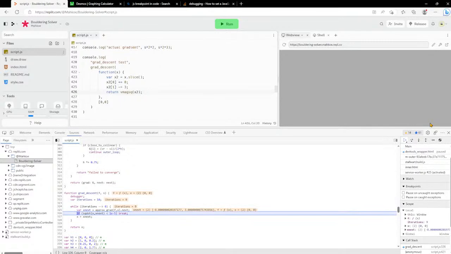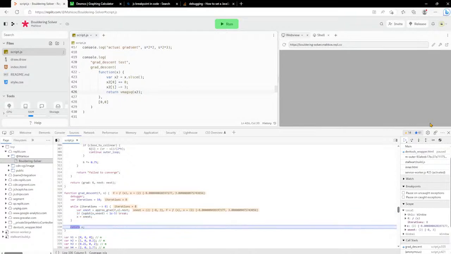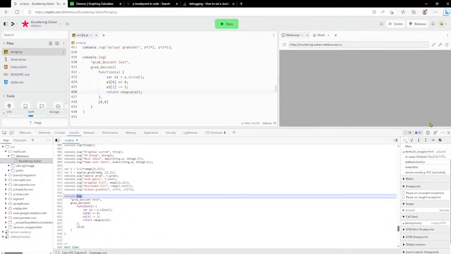Dude, what the heck? How is it zeroing in on it so good? Oh, because I'm using vmag square, which is really easy for it to deal with. Interesting. Well, let's just do vmag then, which is a lot harder for it to deal with.